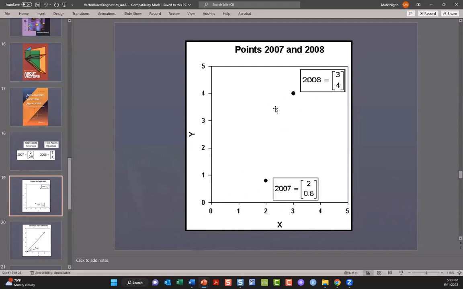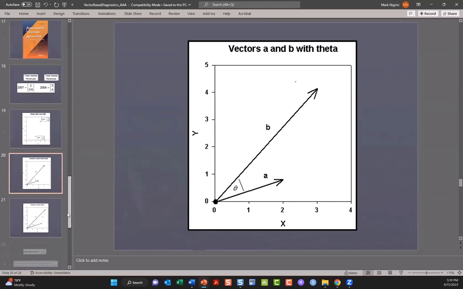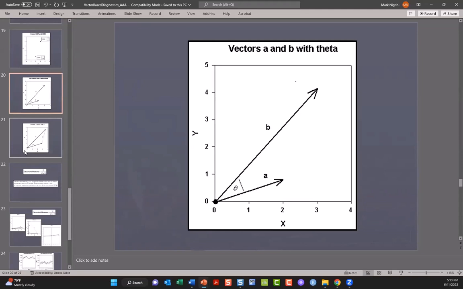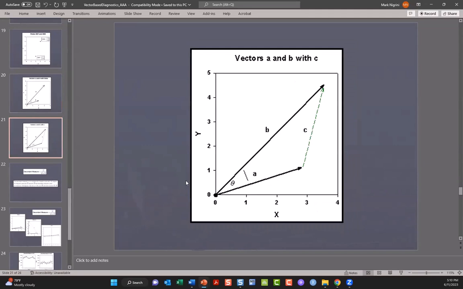There we go. And now, if I must say so myself, this is rather brilliant. What we do is to quantify the difference between these two sets of financial statements, we look at this vector, which is the difference between the two vectors. So from this point to that point, we have C. And if these two financial statements are really close to each other, then C will be small. If they are really big, then C will be big.